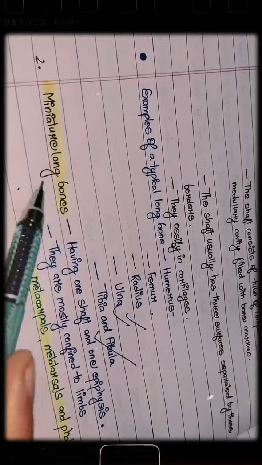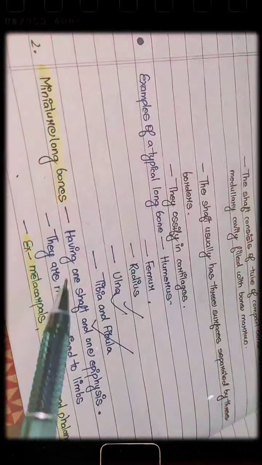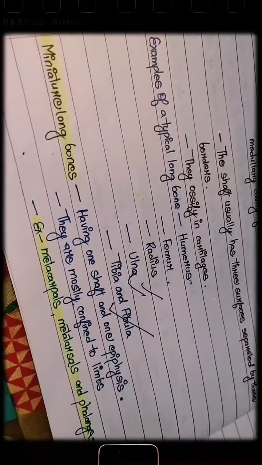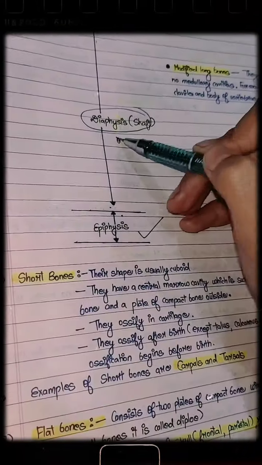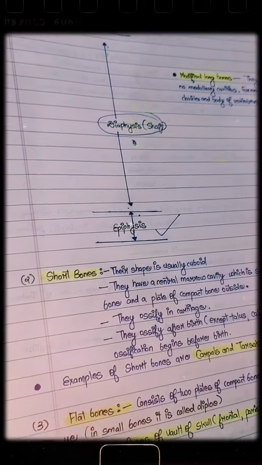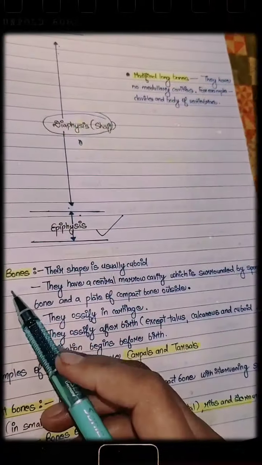Second one is the miniature long bone. What is the main feature of it? Having one shaft only and one epiphysis. It means that there is one shaft only present and one epiphysis in the miniature long bone. Now coming to the next one, the short bone.